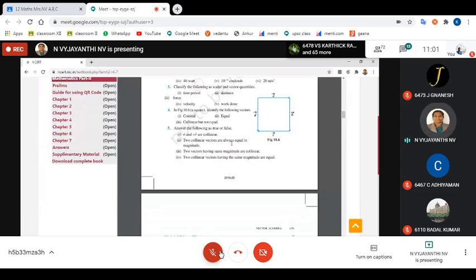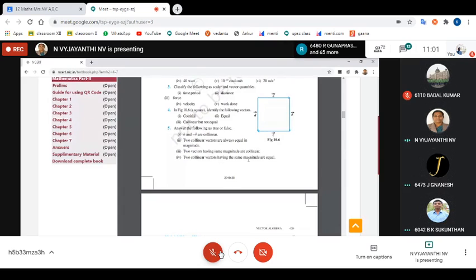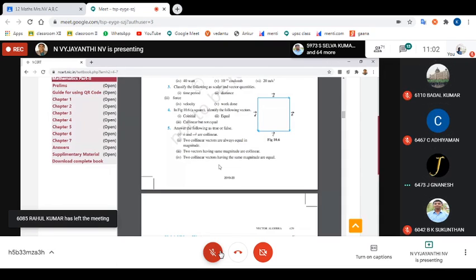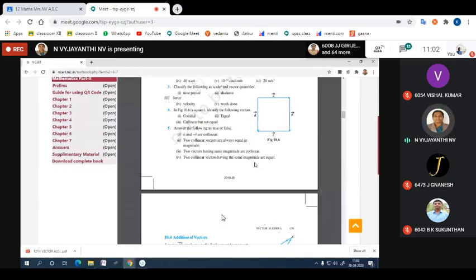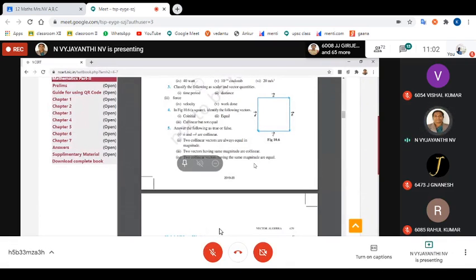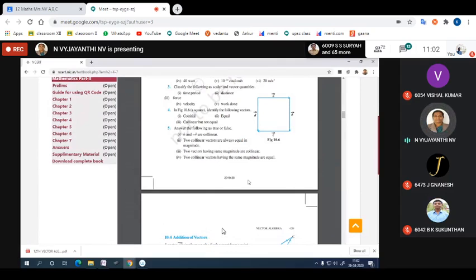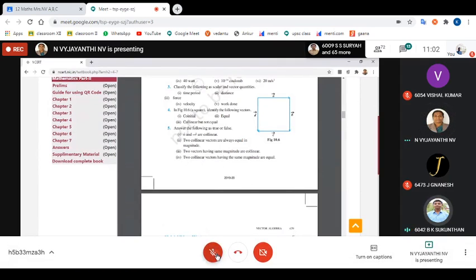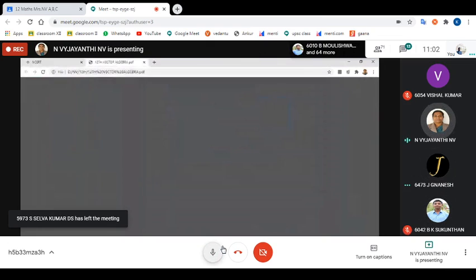Two collinear vectors are always equal in magnitude. Is it right? False. Two vectors having the same magnitude are collinear. False. Two collinear vectors have the same magnitude. False, ma'am. They can be in opposite direction also. False on the magnitude, isn't it? Two parallel vectors need not be equal in their magnitude, isn't it? Yes, ma'am. So the fourth one is also false.